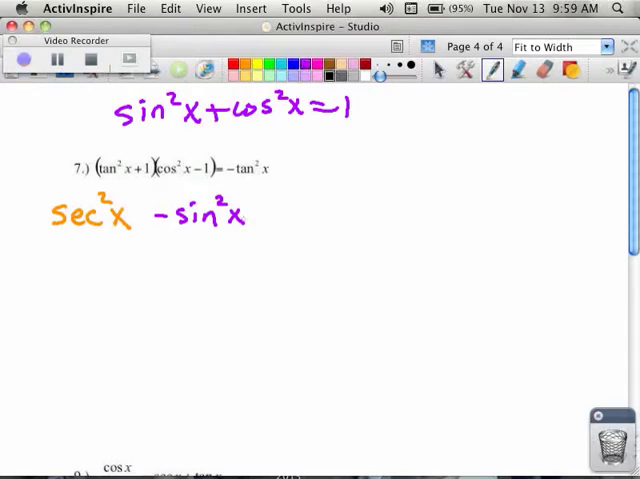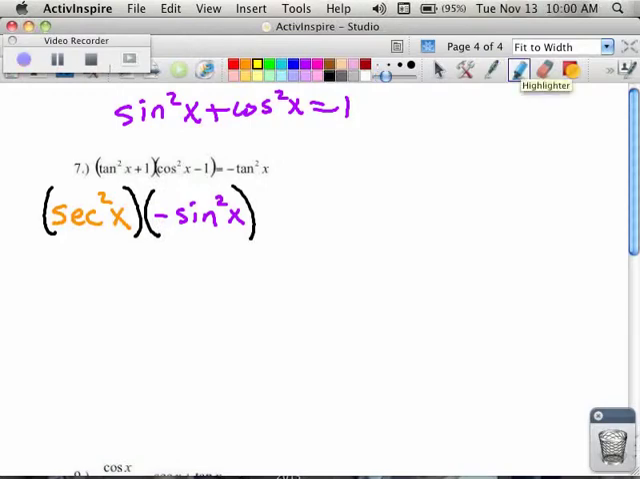So I have two parentheses. The first one is secant squared, and the second one is negative sine squared. So first parentheses, second parentheses.